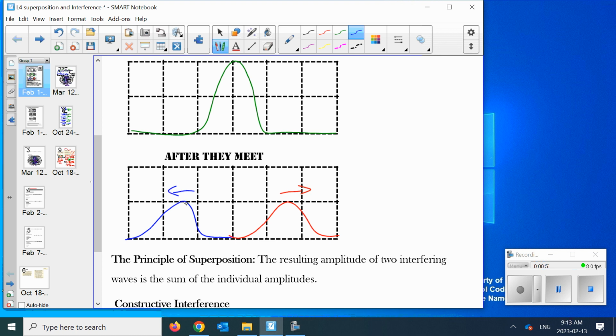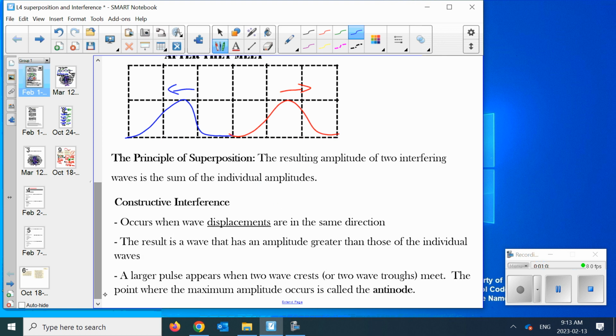Okay, we know this, right? This is a review. We saw this the other week. And I get it then, just as red sprinkle. That's called constructive interference.